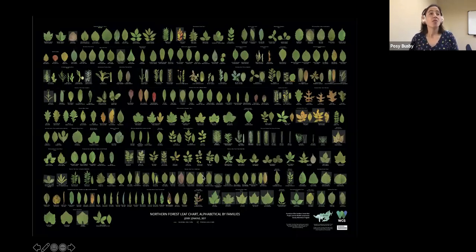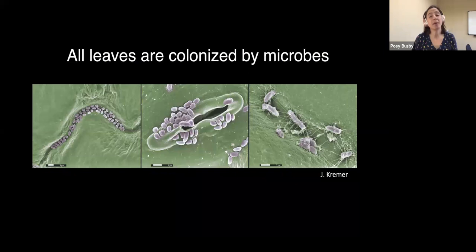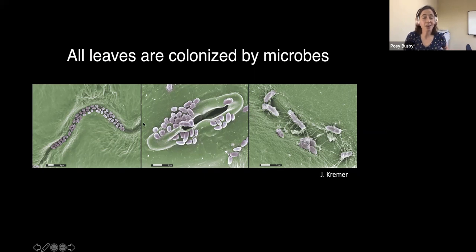Okay, so for many of us, it's springtime. And what that means is the reemergence of leaves in all sorts of shapes and sizes. What you're looking at here are leaves from the northern forest. But despite this variation in form and function, one thing that's common to all of these leaves is they're all colonized by microbes. What you're looking at here are bacteria on the leaf surface, and in this middle panel, you see bacteria that are not only on the surface of the leaf, but they're actually beginning to colonize the interior portions of the leaf via the stomata.